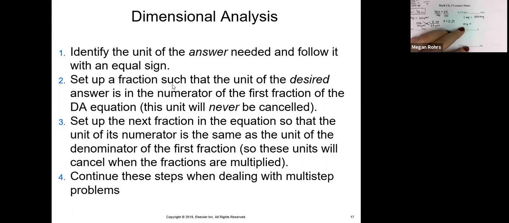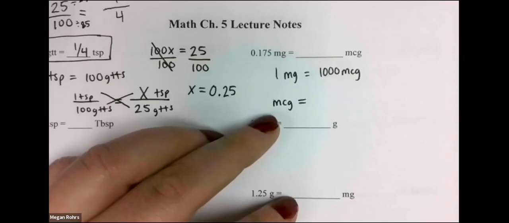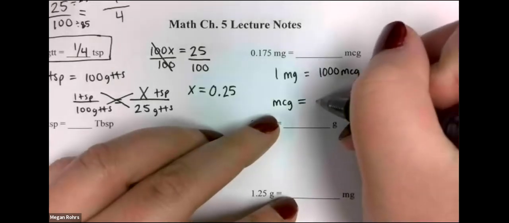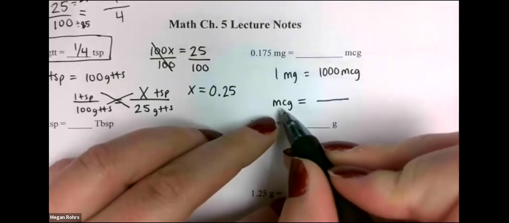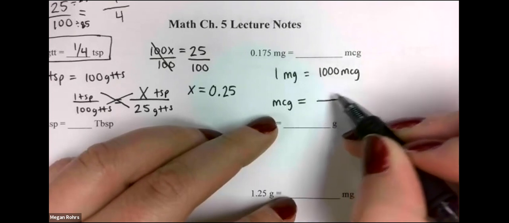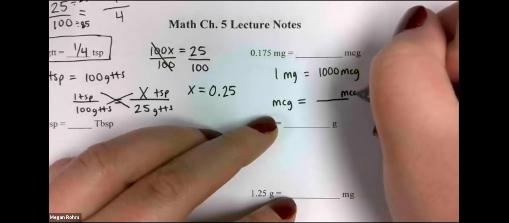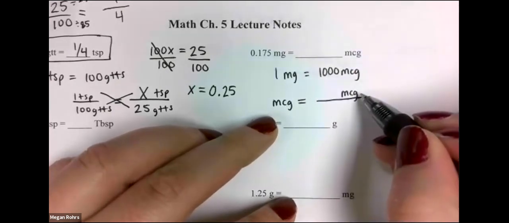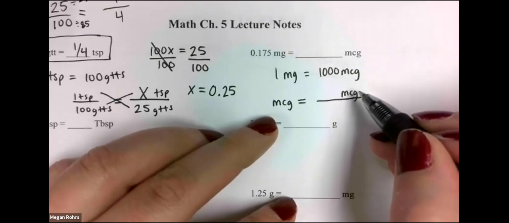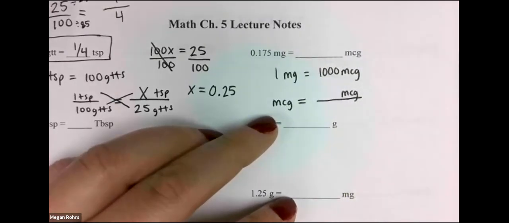Now, step two says set up a fraction so that the unit of the desired answer is in the numerator of the first fraction. Okay, this unit will never be canceled. So what that means, set up a fraction that has this unit that you're looking for on top or in the numerator. So we're never going to cancel that unit because that is what we're solving for.